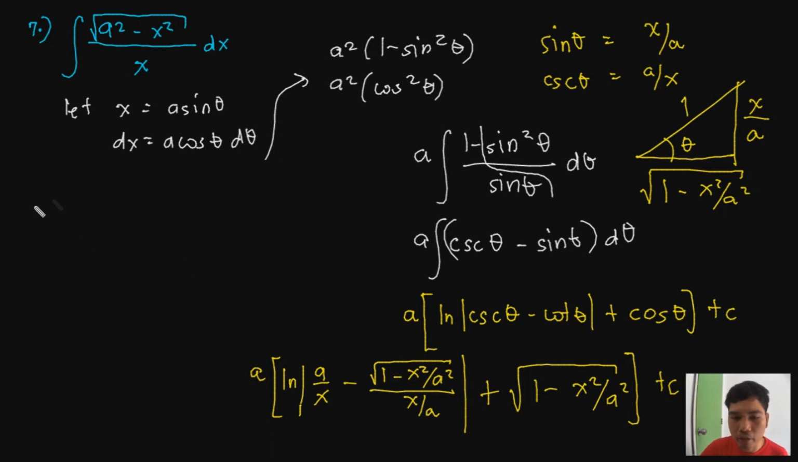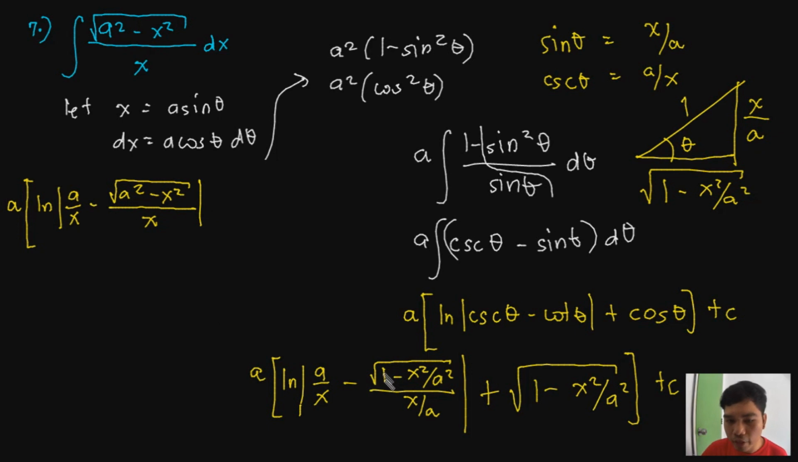Simple lang naman yun. So, we have a, and then ln of a over x, and then minus. So, from this, diba, that becomes a over x as well. Pero ito, we'll be having a squared, something like square root of a squared minus x squared, and then divided by a squared, so that is divided by a. Okay, and then this will leave us with a over x only.